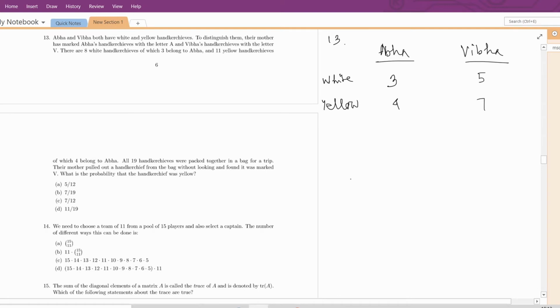Their mother pulled out a handkerchief from the bag without looking and found it was marked V. So what was the probability that the handkerchief was yellow? Marked A, total number of handkerchiefs were 7, and marked V, total number of handkerchiefs were 12. Among these 12 handkerchiefs, yellow was 7. So the probability the handkerchief was yellow is 7 by 12, where 7 are yellow handkerchiefs and 12 are with the marking V. So the correct option is option C.